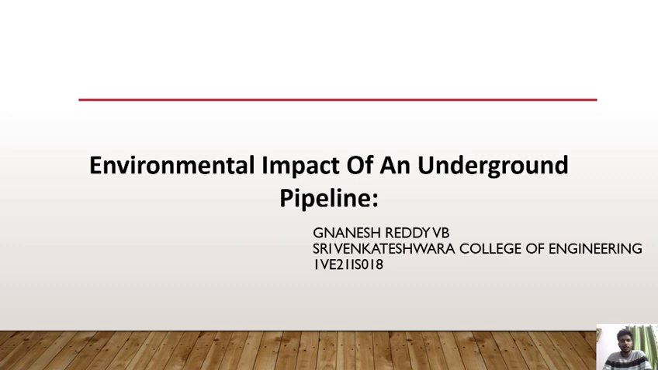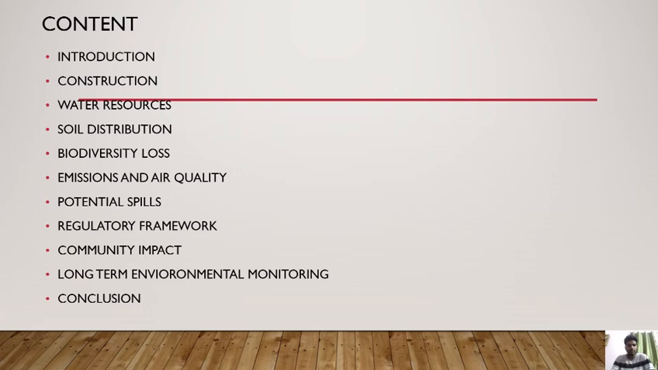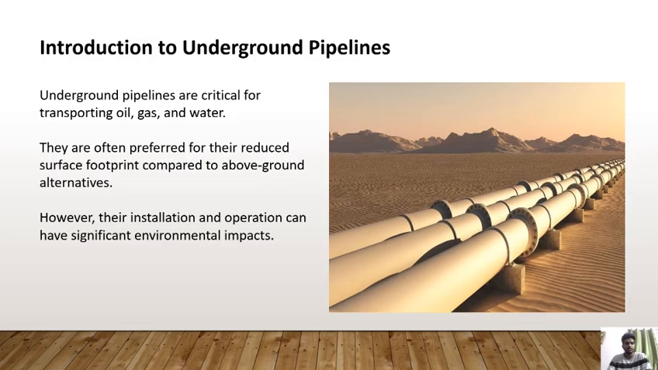Today we'll be discussing a topic on the environmental impact of an underground pipeline. So let's go with the contents. Introduction, construction, water resources, soil disturbance, biodiversity loss, emissions and air quality, potential spills, regulatory framework, community impact, long-term environmental monitoring, and finally the conclusion. So let's start with the introduction.